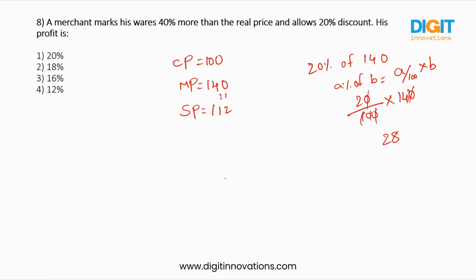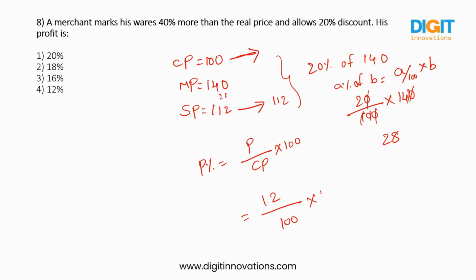And what is the profit percentage they're asking? So profit percentage formula is profit by CP into 100, right? So how much profit you got previously? The CP is 100 and the selling price is 112. That means how much profit you got here? 12 rupees profit you got here, right? And CP, you know, it is 100 into 100. 100 will get cancelled. And it is 12%. So the answer is option 4.